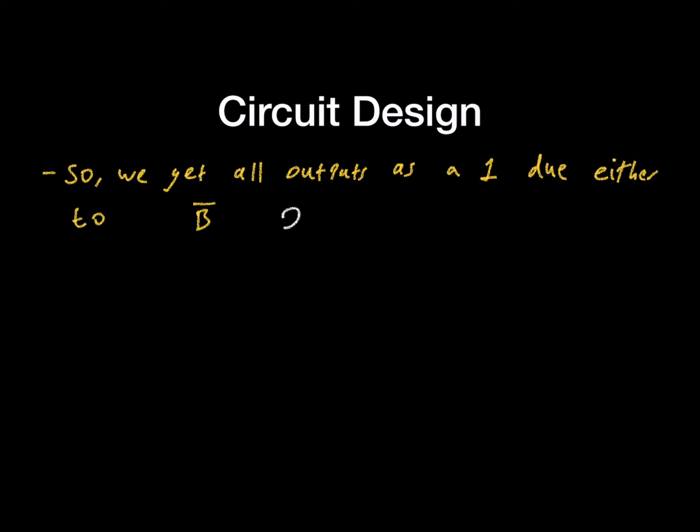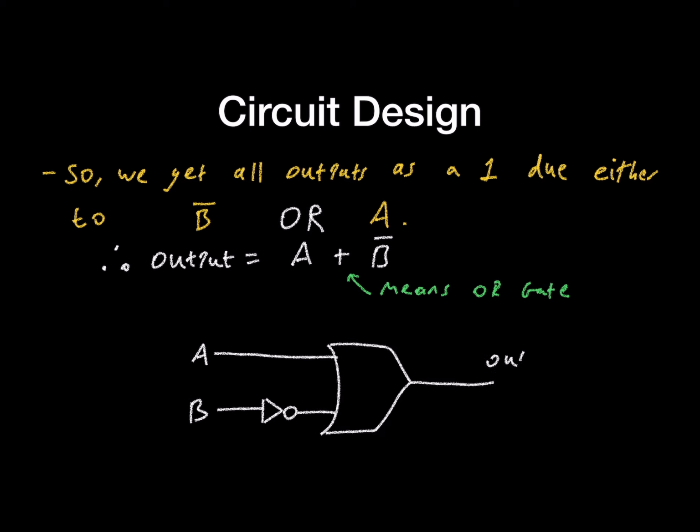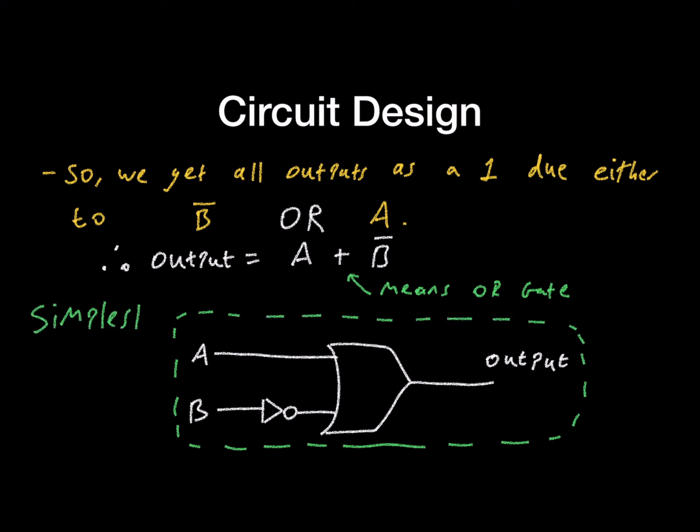So, to piece this all together, we can see that the output is true when we have NOT B or when we have A. Hence, we combine these by using an OR gate, which is denoted in the Boolean expression by the plus sign. So now we can draw the simplest solution to represent this behavior. But it is worth mentioning that other more complex solutions can also be correct, but it can cause problems when implemented in reality.